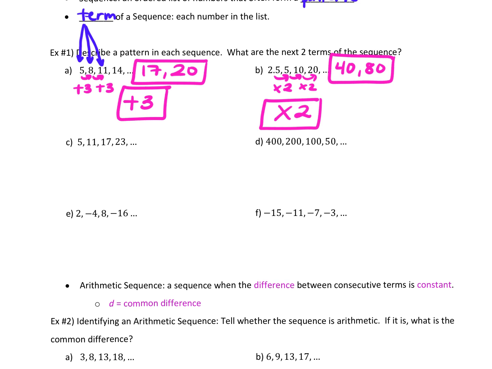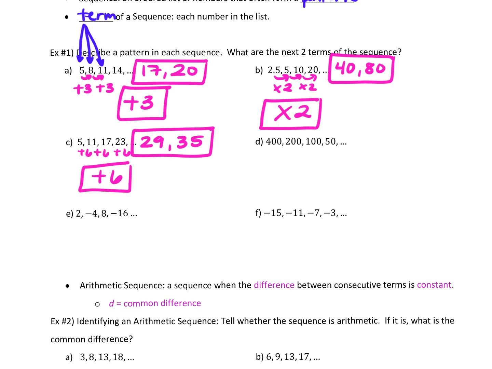If addition and subtraction doesn't work, then try multiplication and division. Take the second number and divide by the first number. Take the third number and divide by the second. That would be what are we multiplying by each time then, okay? Does anyone see what this one is? I said it already. It is plus 6. You're adding 6 each time. So plus 6 is the pattern, which gets you what two numbers? 29 and 35. Okay, so give the next two and tell me what's happening.